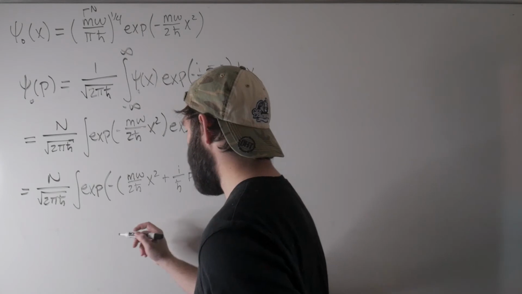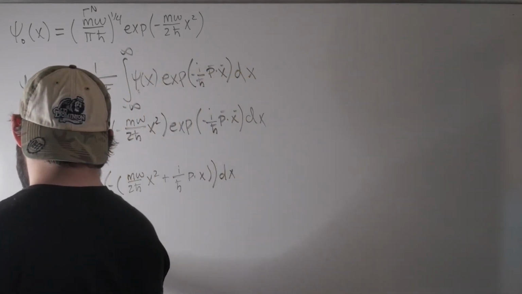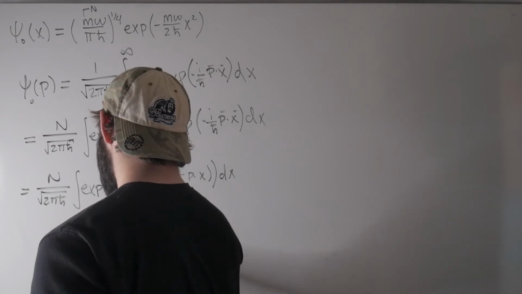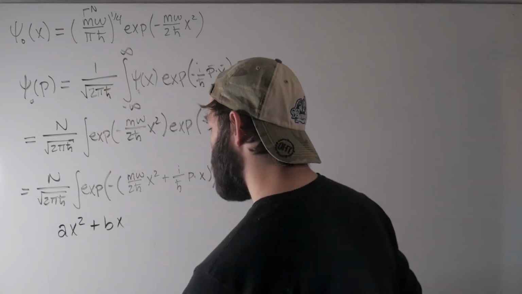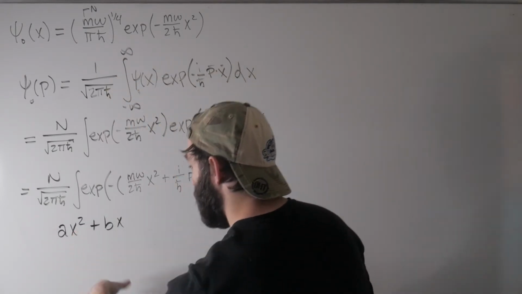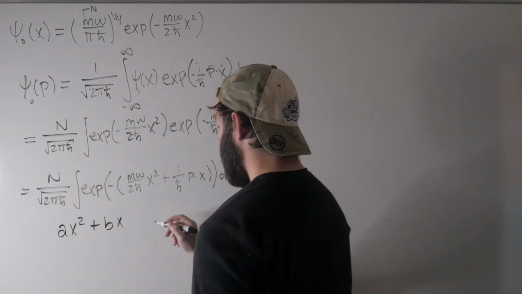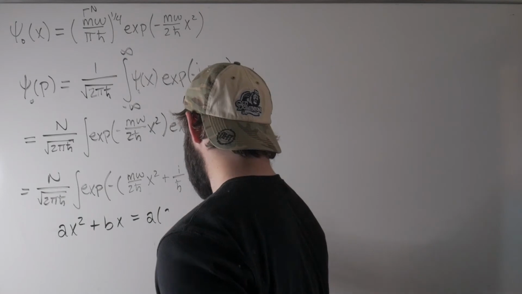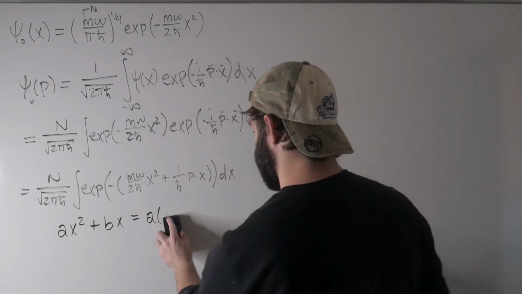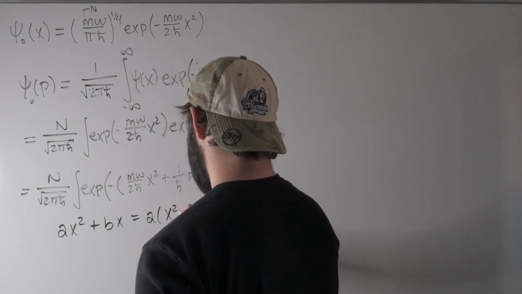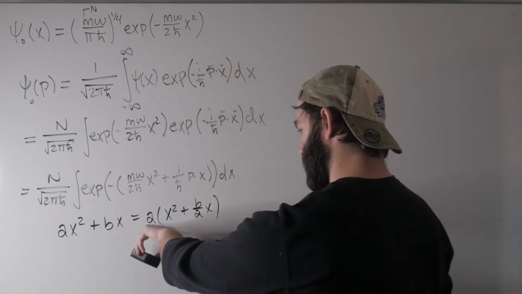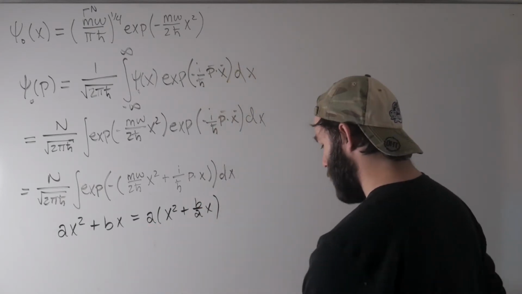So as a quick refresher, if we have, say, ax squared plus bx, and we want to complete the square so that we just have something in terms of x all squared, we first start by factoring out the a. So that's going to be an x squared plus b over a x. If we multiply that back out, you get back where you started.